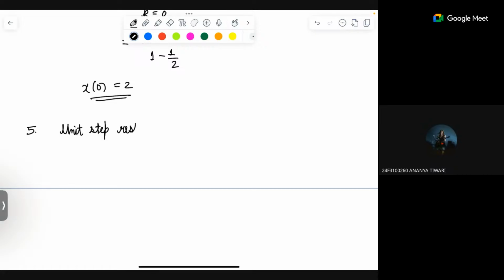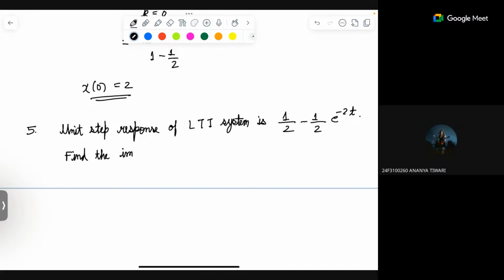Unit step response of an LTI system is half minus half e raised to the power of minus 2t. You have to find the impulse response. So start solving, take 2 minutes.